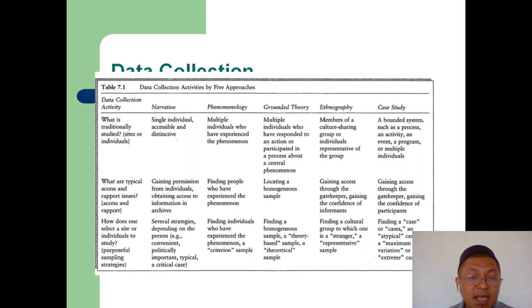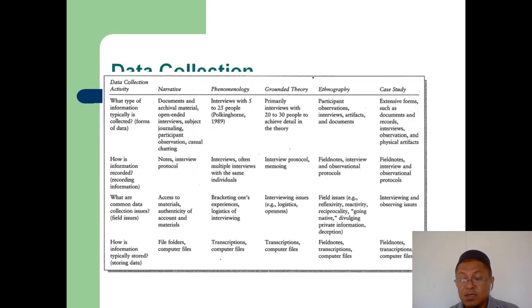What are the typical access and rapport issues? Normally across these five, it is always about getting access. So you have to make sure that it is done ethically. You have to contact the appropriate person. When it comes to narrative, you study an individual, so the person must be willing to commit with you in your data collection, because your data collection is not like a one-day interview and then it's done. It's not like that. It's going to be iterative, repetitive.